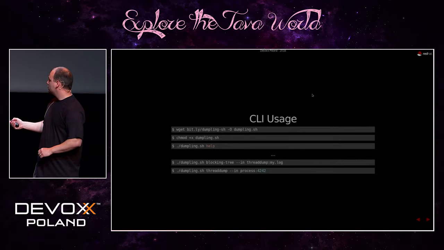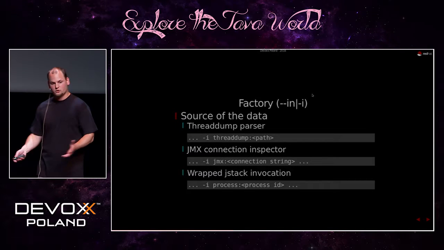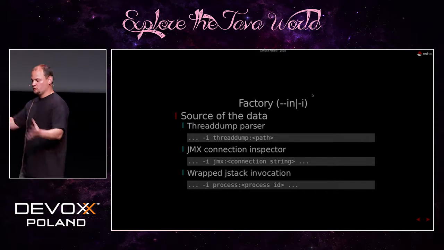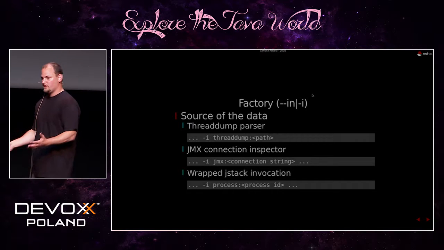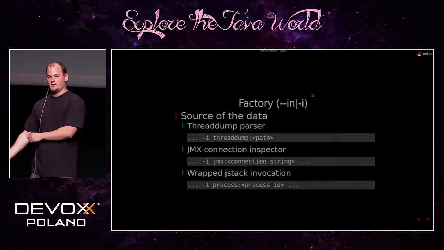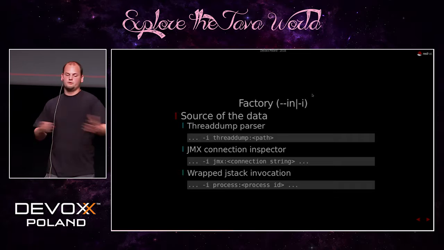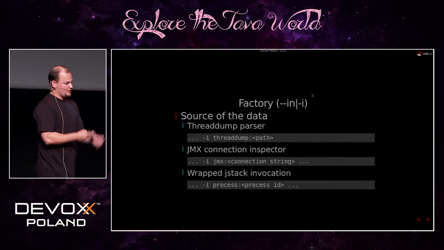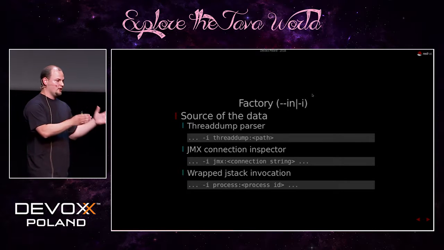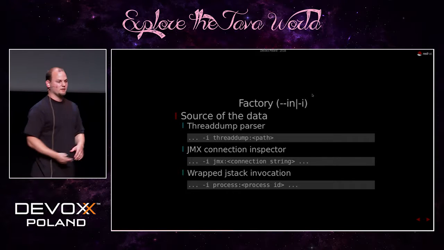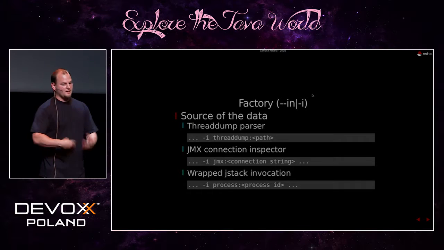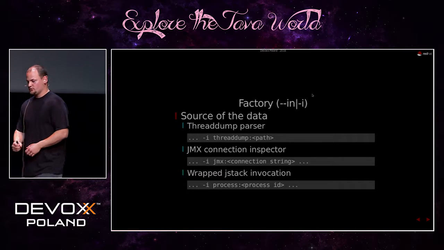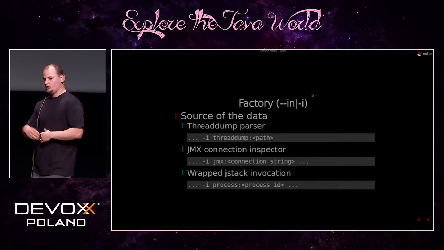You will just talk to the shell wrapper, then run some commands, and provide a source. If you're about to investigate data, you need to provide a source from somewhere. Dumpling has several factories you can use to get the data. So you can parse a Threaddump. You run jstack, place the output into a file, and then you can have Dumpling parse it and analyze the content. Another option is to connect to a JVM over JMX.